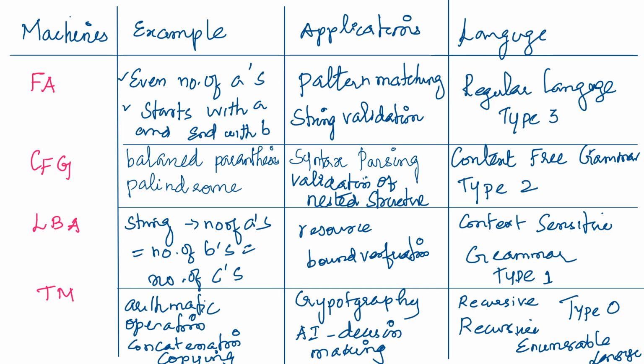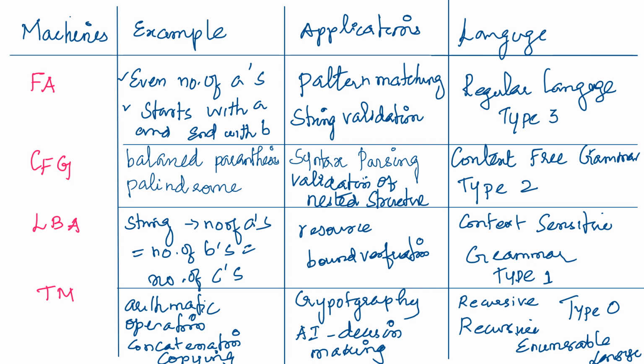Finite automata and applications. We can apply pattern matching as well as string validations. For pattern matching, generally we use regular expressions. Using regular expressions we can match the content. Wherever we apply pattern matching, we can apply finite automata, and we can also use string validations generally in web forms.